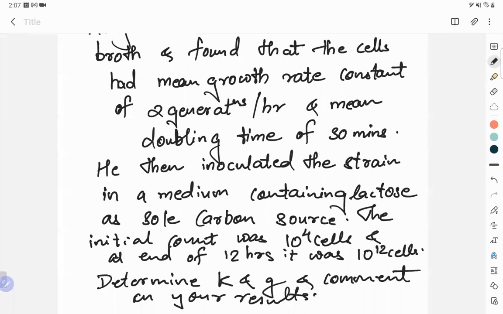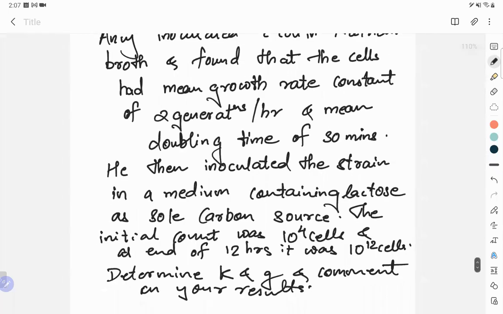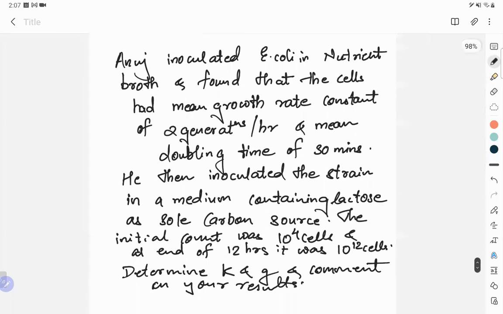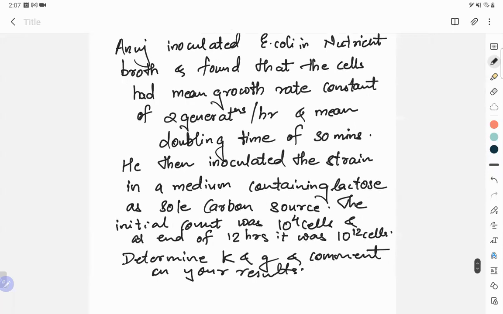Okay, do the calculation and let me know. I can zoom out a little so that the entire problem is visible to you. Now you can do the calculations, read the problem carefully and then do the calculation. And you can put in your values in the chat box.